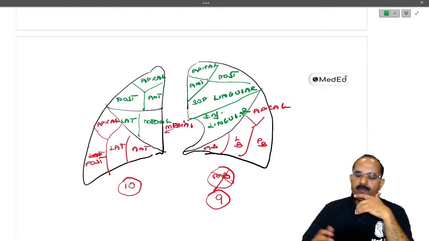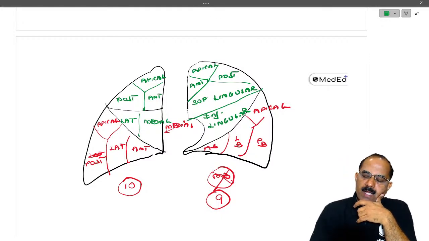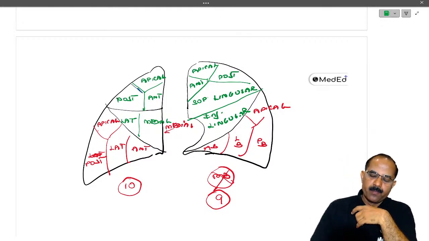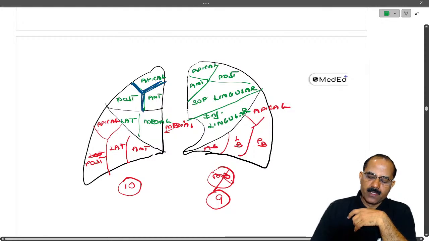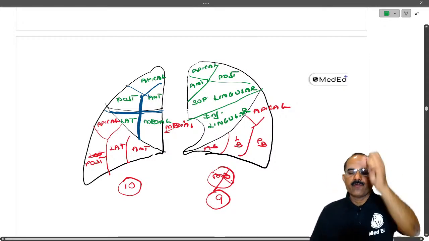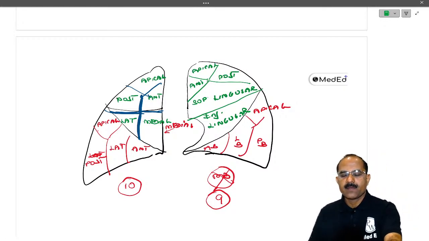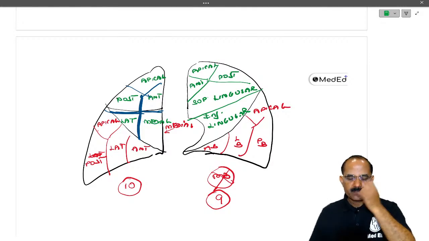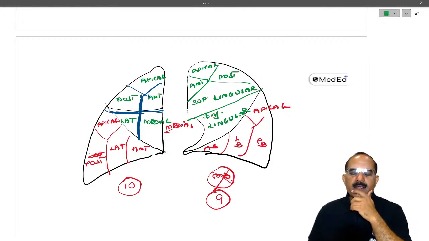Who lies between the segments? Between the bronchopulmonary segments lie the pulmonary veins. The veins that lie between the bronchopulmonary segments are said to be intersegmental. Veins are intersegmental. ये याद रखना बच्चों. Veins are intersegmental.